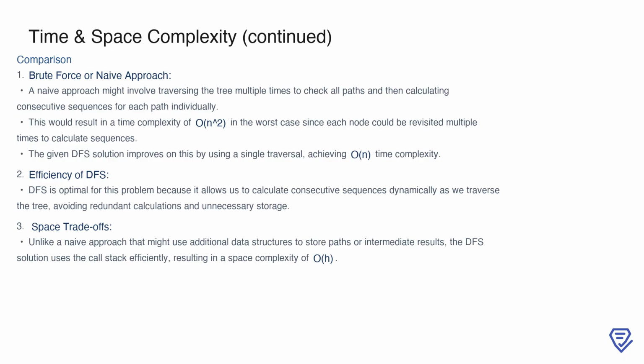approach. A less optimized method might involve traversing the tree multiple times to calculate consecutive sequences for each path, resulting in a time complexity of O(n²) in the worst case. In contrast, the DFS solution avoids such redundancy by dynamically calculating sequences during a single traversal, achieving O(n) time complexity. Additionally, the DFS approach uses the call stack efficiently, minimizing the need for extra data structures that could increase space usage. By relying on recursion and a global variable, it achieves a space complexity of O(h), where h is the tree's height. These optimizations make the DFS approach both time and space efficient compared to alternative methods.